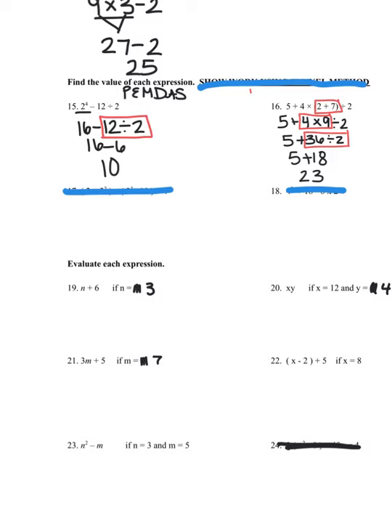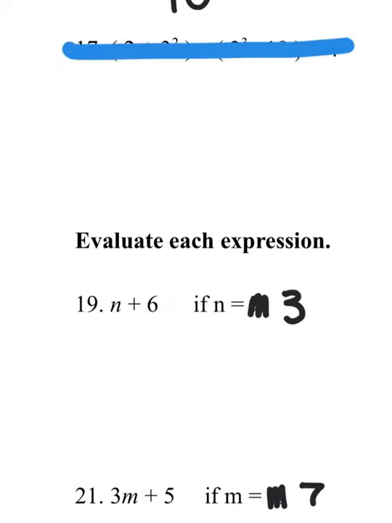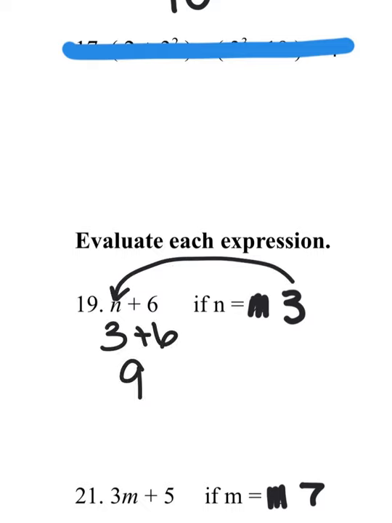Now for the next set of problems, we want to evaluate the expression. So looking at number 19, it says n plus 6 if n equals 3. So that means I'm going to plug in 3 for n. So that gives us 3 plus 6. Go ahead and solve that. It gives us 9.